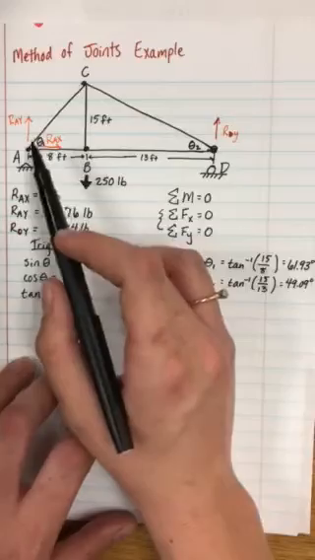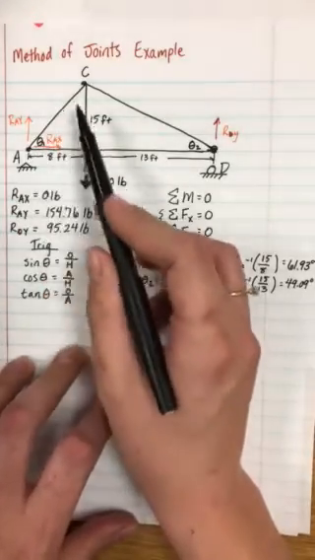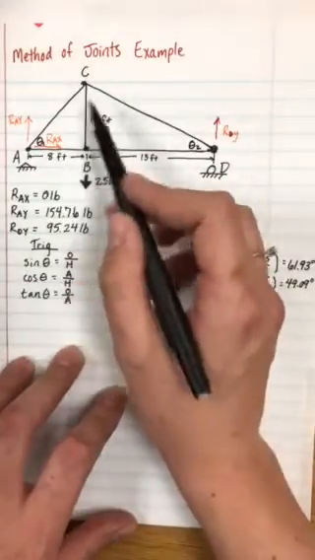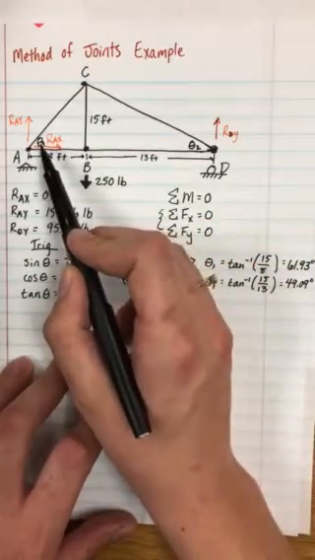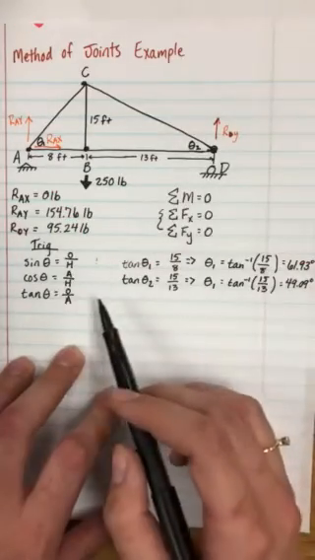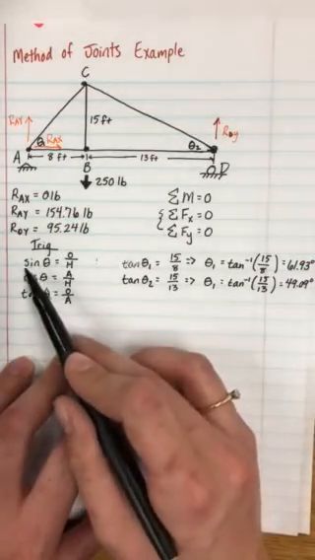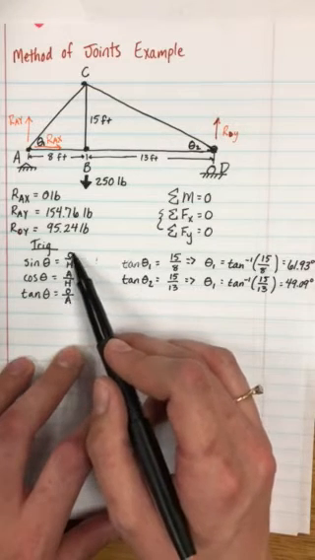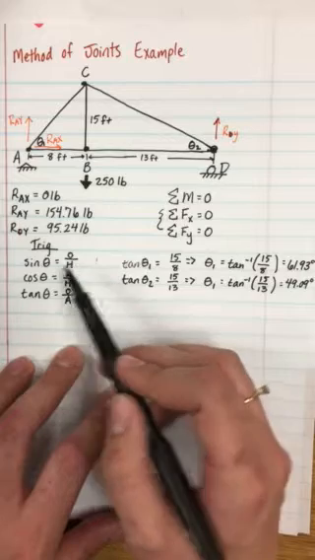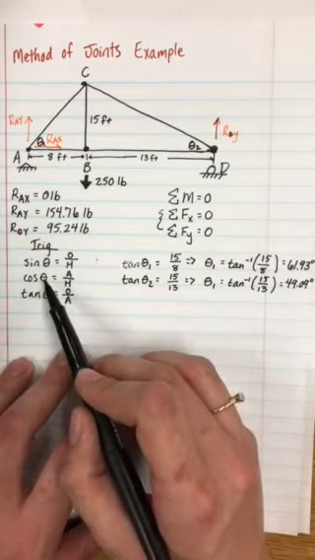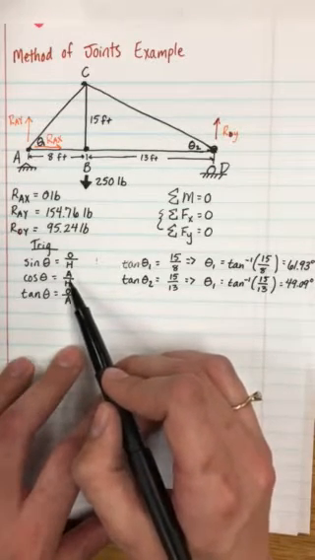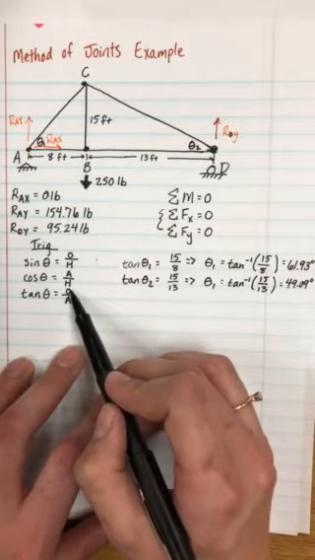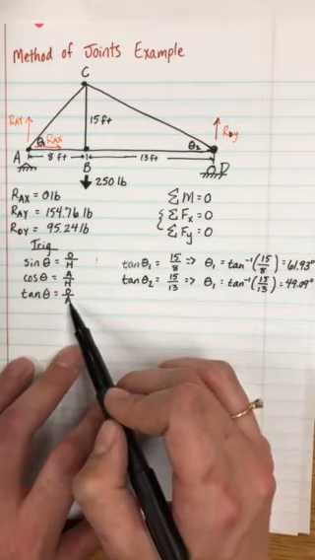The other things that we do need to know in order to calculate the individual truss member forces, we need to know the angles at A and D. And so this is a basic review of trig: sine of my angle, whatever angle I choose, is the ratio of the opposite side to the hypotenuse of the triangle. Cosine of theta is equal to the adjacent side divided by the hypotenuse. And tangent of my angle is equal to my opposite side divided by my adjacent side.